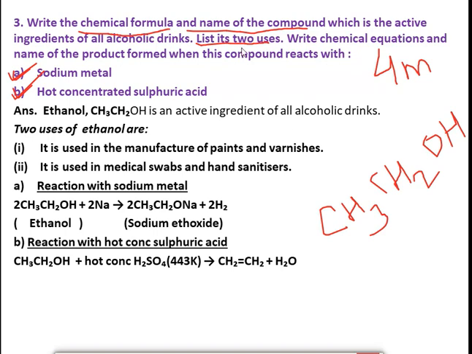Now we have to write the 2 uses of alcohol. The first use of alcohol, we can say that it is used in the manufacture of paints and varnishes. The paints and varnishes which we use to paint our furniture or any wooden doors, wooden windows, and the varnish also gives a shine to that wooden furniture. So in the manufacture of paints and varnishes, this alcohol is used. The second use is that it is used in medical swabs and hand sanitizer.